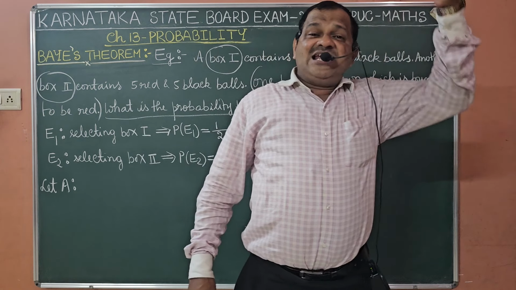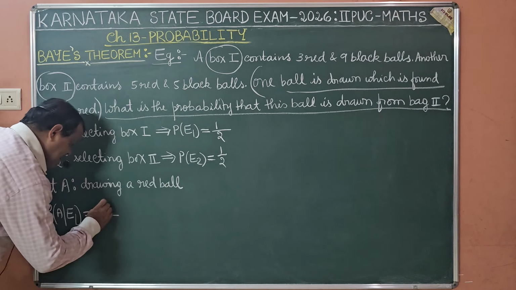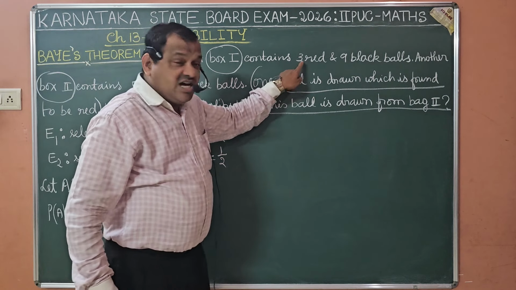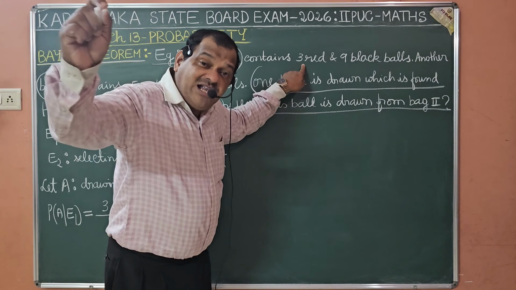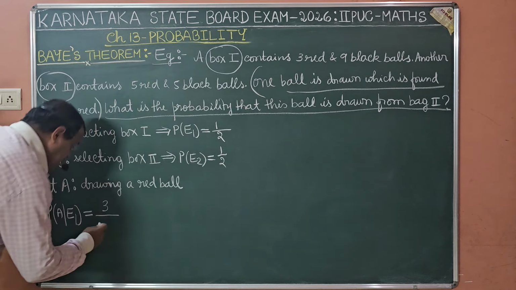Let us come back to the ratio. In box 1, there are 3 red colored balls, so numerator 3. The denominator is the total number of balls available in box 1: 3 red, 9 black. So 3 plus 9, 12. So it becomes 3 by 12, that becomes 1 by 4.